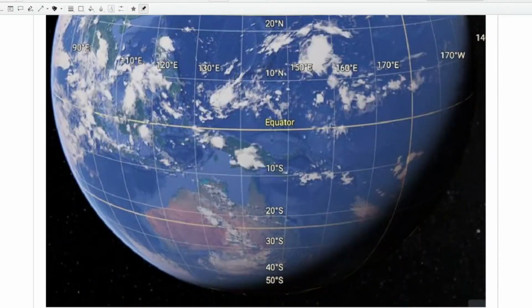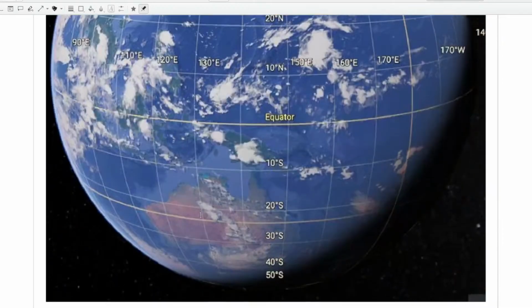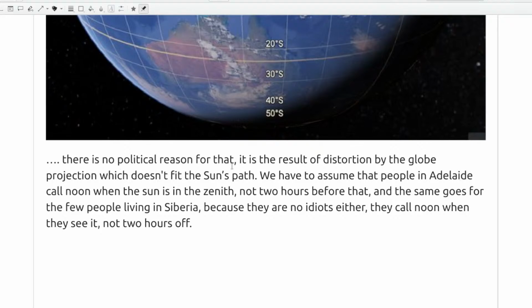Siberia, Australia. There is no political reason for that. It is the result of distortion by the globe projection, which doesn't fit the sun's path. We have to assume that people in Adelaide call noon when the sun is at the zenith, not 2 hours before that, and the same goes for the people living in Siberia, because they are not idiots either. They call noon when they see it, not 2 hours off.